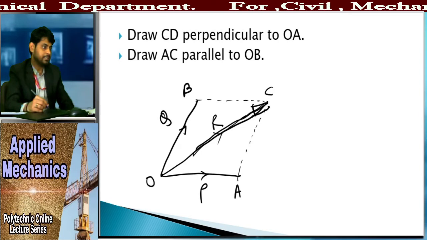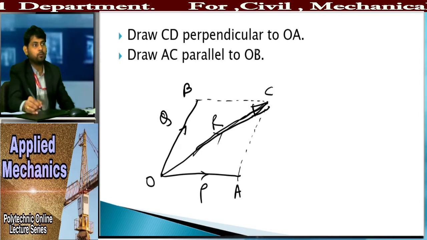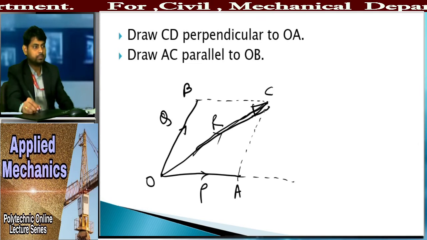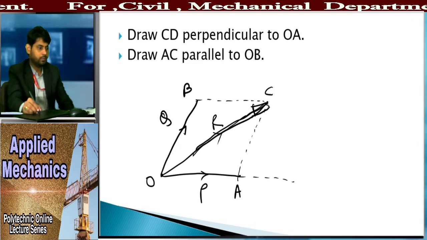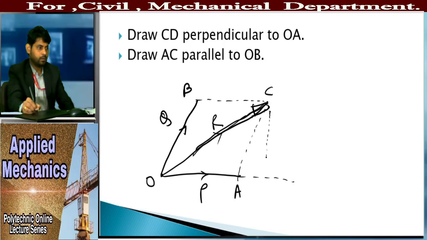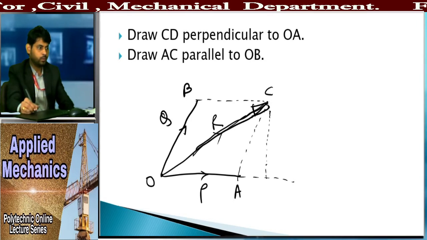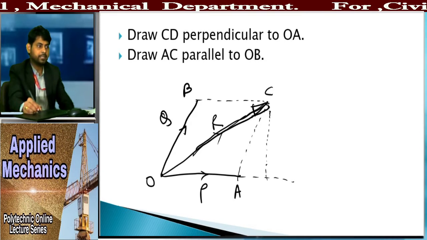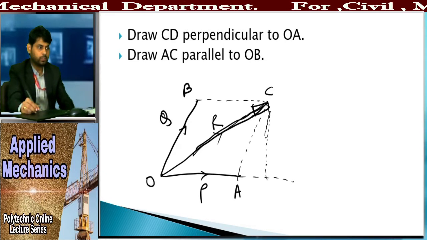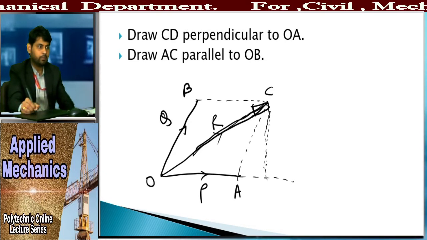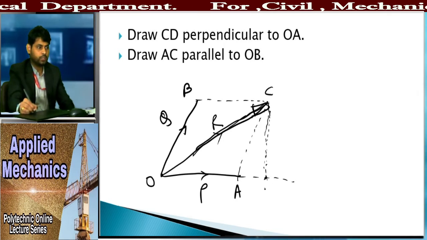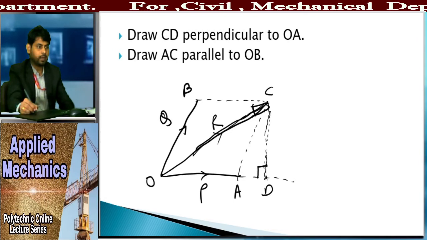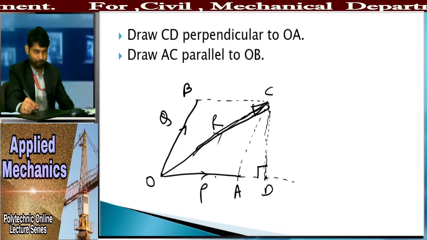What it said, draw a CD perpendicular to OA. So extend this OA and draw this CD line which is perpendicular to OA. So this CD line, you have to draw until it meets the OA line. So here is the CD. So this is nothing but your right angle triangle. This is 90 degrees. Okay.